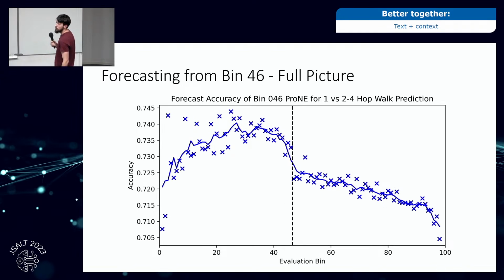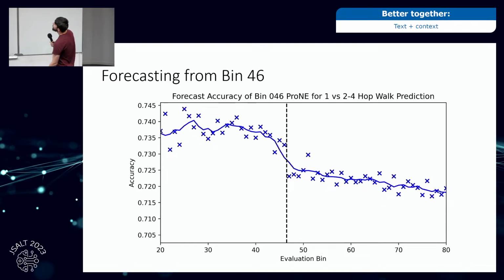And the chance should be 50%? It's a little bit biased, so the chance of it being 1 hop is 0.3. So I think that's going to mean that random chance is about 0.6. Okay.